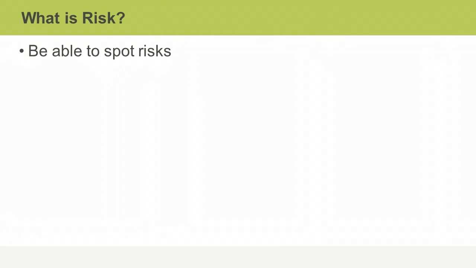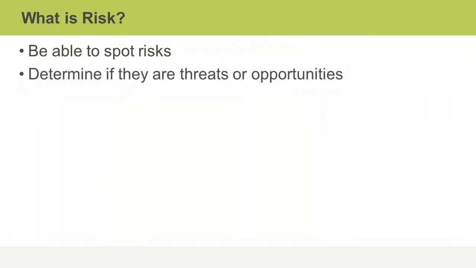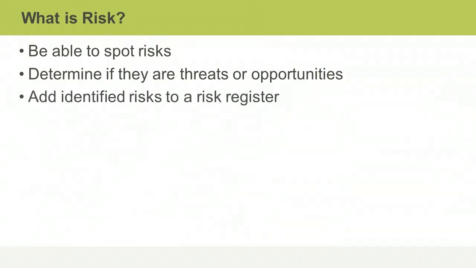Being able to spot risks means being able to spot a possible, unexpected event that may have an impact on the project's objectives. But you should also be able to determine whether the risk is good or bad. As you work with the project team and stakeholders to identify all of the potential risks for the project, you should document them. A risk register is a common document for listing known risks and information about them.